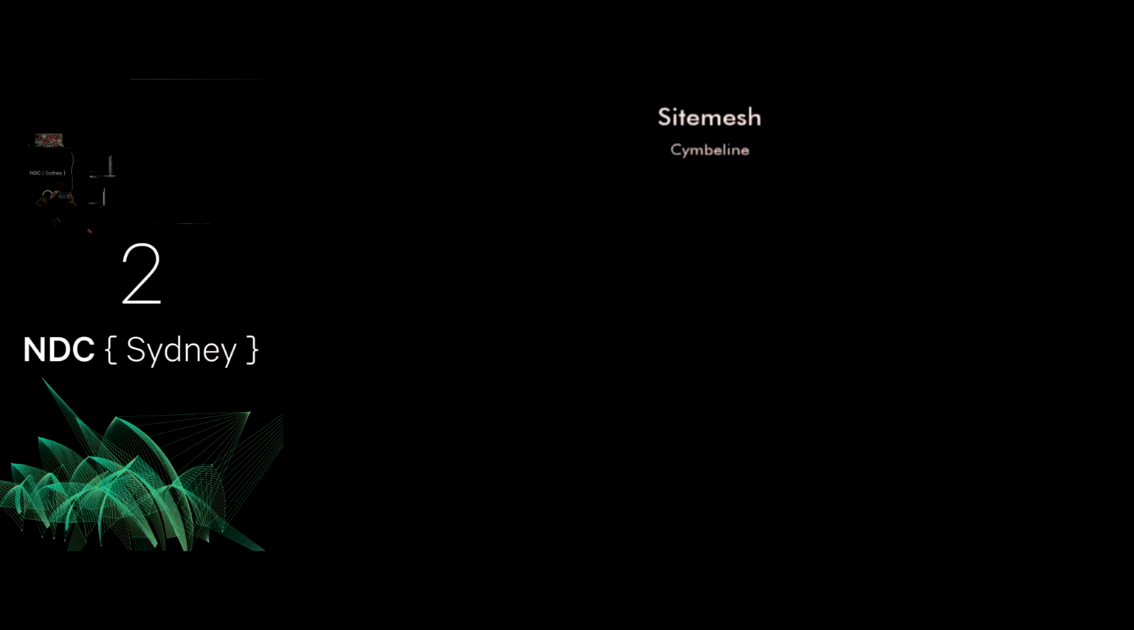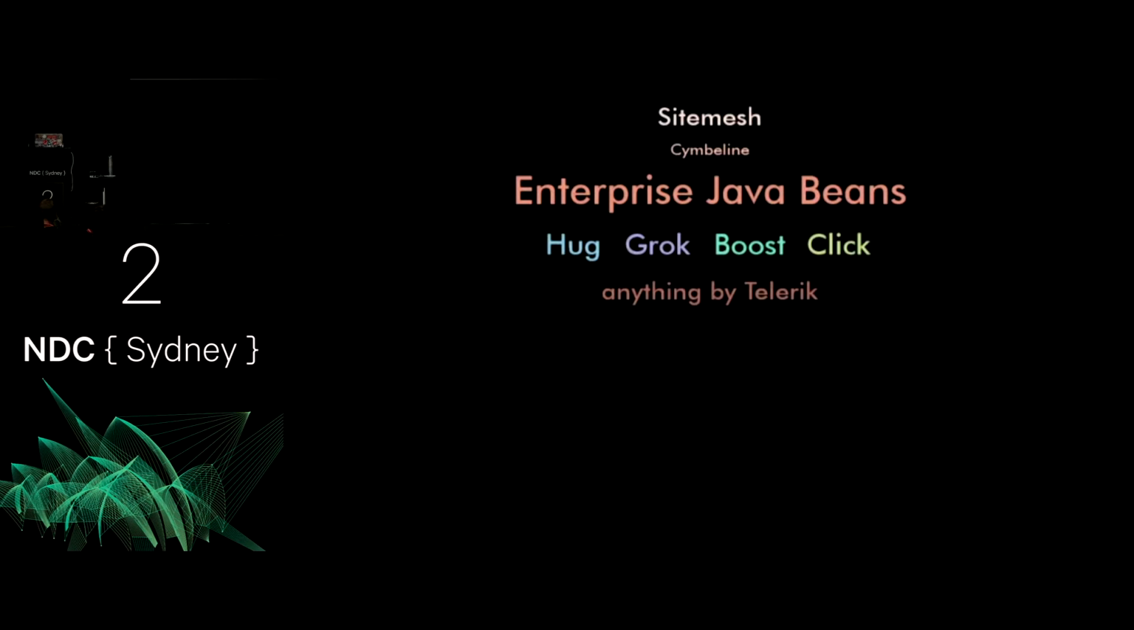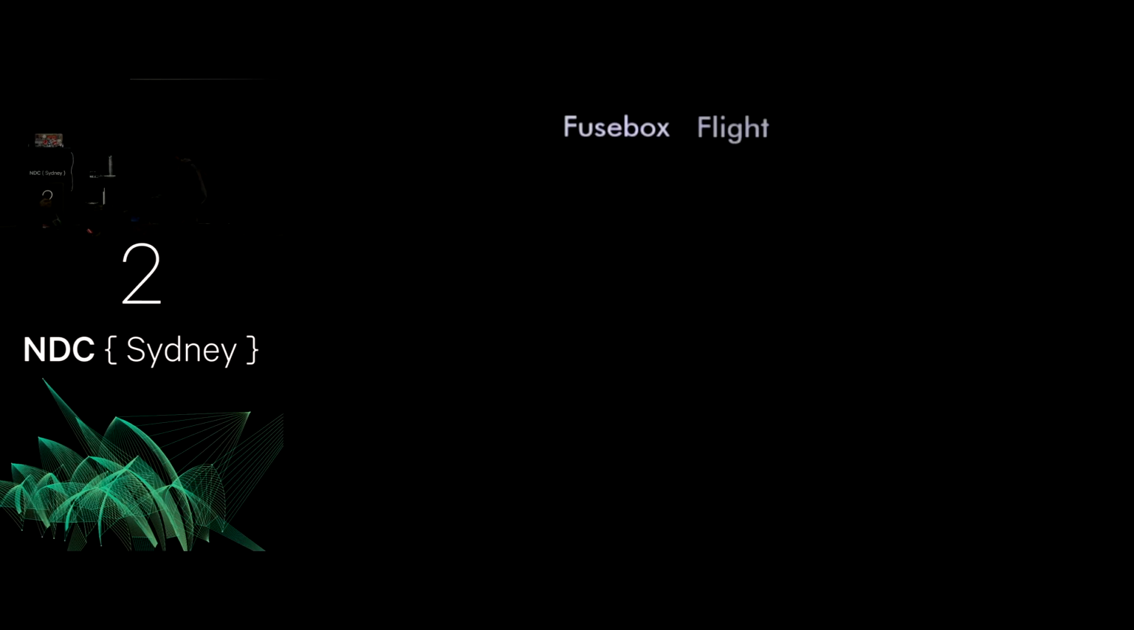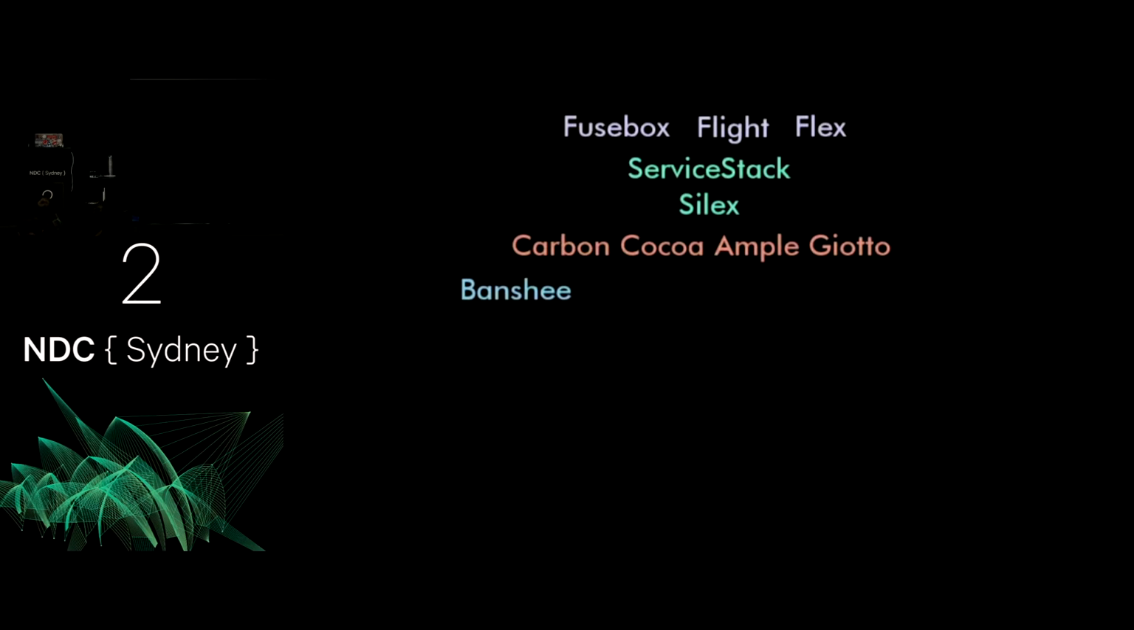Site mesh, Cymbeline, Enterprise, Java Beast, Hub, Graph, Boost, Click, anything by Telerik, Rango, Dojo, LLVO, Genpro, Carbonado, Seaside, Pylons, and Peroxide. Fuse box, flight flex, service stack, Silex, Carbon, Coco, Amble, Giotto, Banshee, Symphony, Laravel, Fat Free, Macapeca, Hobo, Cuba, and Rialto.